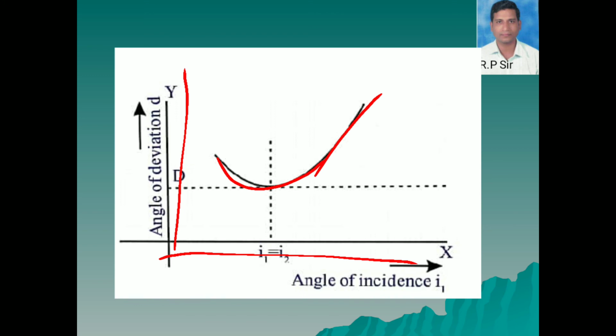Draw a tangent line to the curve parallel to x-axis at the lowest point of the graph. The point intersects y-axis at capital D. This capital D is angle of minimum deviation. Draw a line parallel to y-axis. This line intersects the x-axis at this point. It will give the angle of incidence corresponding to angle of minimum deviation.